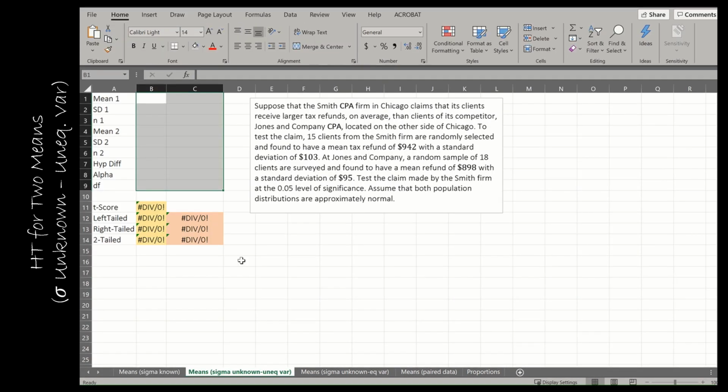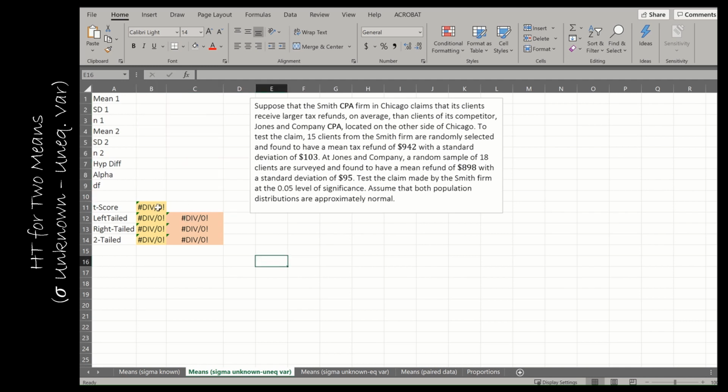Let's take a look now at a means question where sigma is unknown. And if you'll recall from 2 weeks ago when we did confidence intervals with 2 samples, we were very interested in whether or not the variances were equal or unequal. So in this case, we are not given any information about the variances. We're given their standard deviations, but we're going to assume that these variances are unequal, again, because they're from 2 very different firms. We can't assume that those variances are the same.